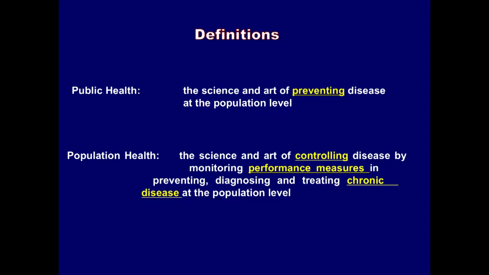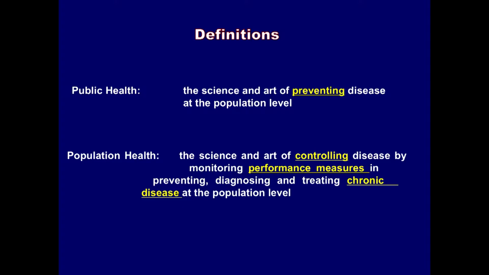And for the most part, these are chronic diseases. So we're not talking about measles and influenza and all those kinds of things that come seasonal or episodic. We're talking about chronic disease management and how you can use quality measures to be able to prevent the disease, diagnose the disease, and treat the disease. So that's population health. Okay?